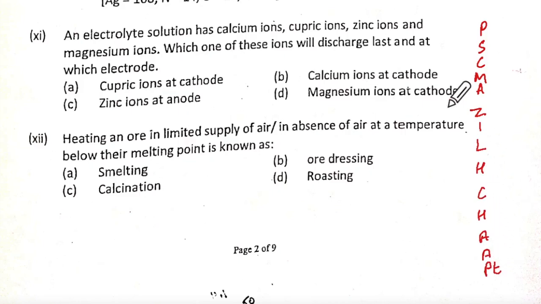Now, they are saying calcium is here, cupric is here, zinc is here, and Mg is here. The one which will discharge first is this, and the last is this. Which one? Calcium. See, zinc at the anode. Can you see how stupidly they have put this? Okay.